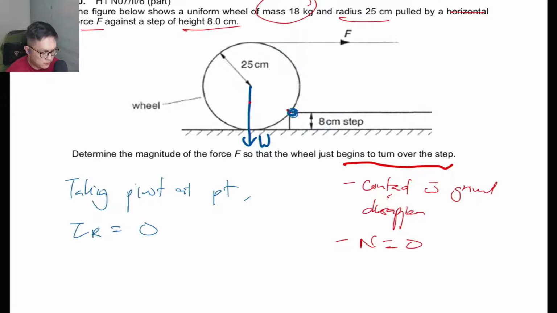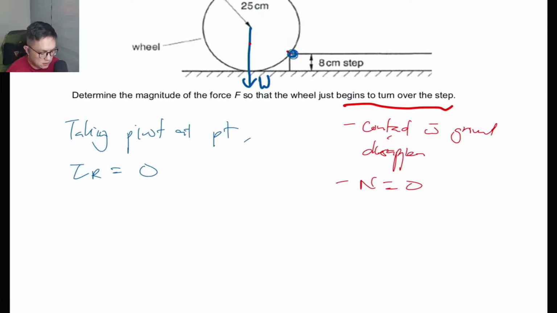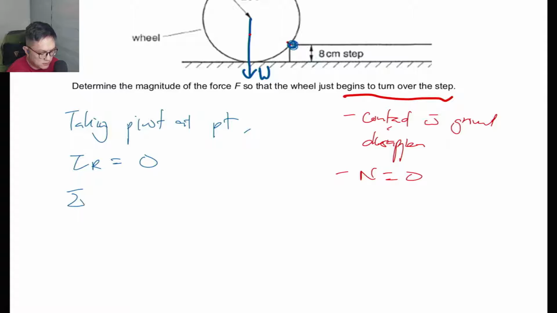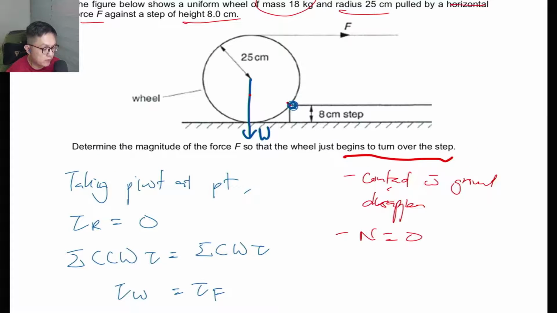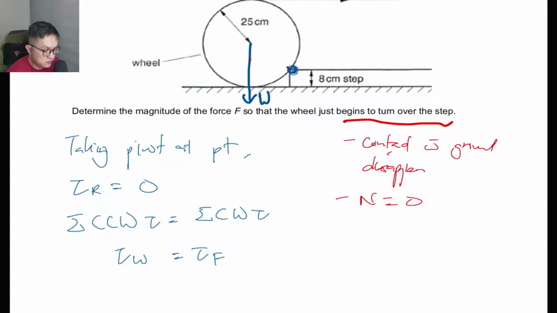Right, so we can write our statements. We can say that the summation of torque in the counterclockwise direction is equal to the summation of torque in the clockwise direction. So counterclockwise is the torque due to the weight, equals the torque due to F. When I just want it to be just lifted off, that means I just want my torque due to F to be just big enough to overcome the torque due to the weight.